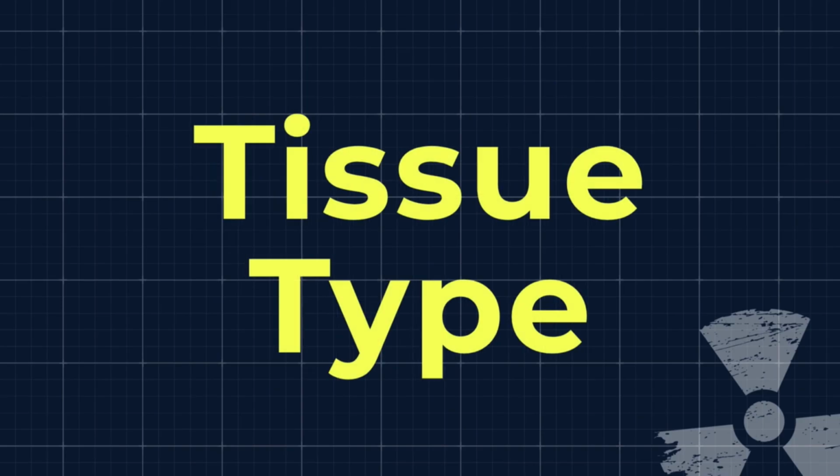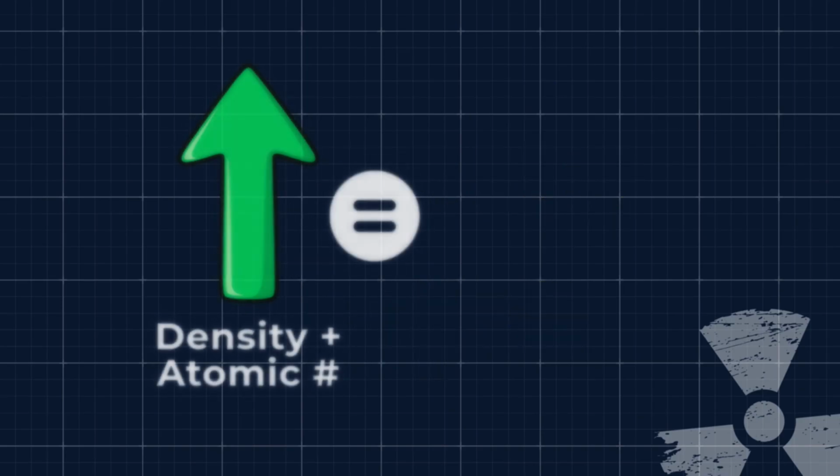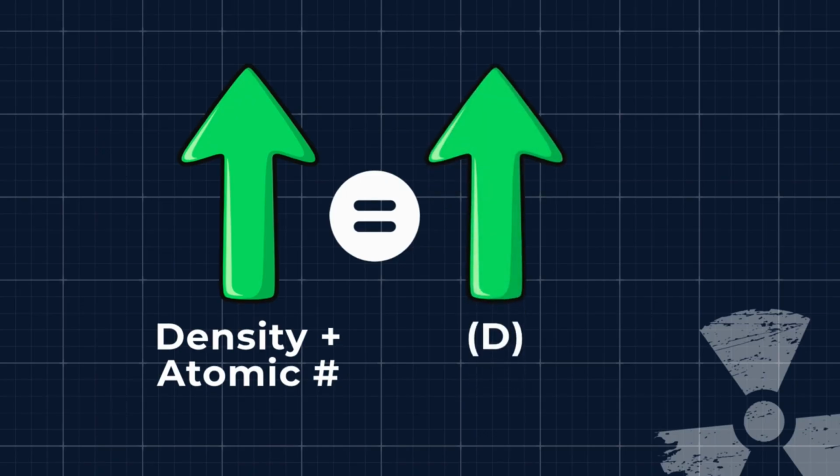Lastly, the type of tissue itself also matters. Tissues with greater density and higher effective atomic numbers absorb more radiation than tissues with lesser density and lower atomic numbers. That's why bone, muscle, fat, and air do not all receive or absorb energy in exactly the same way.